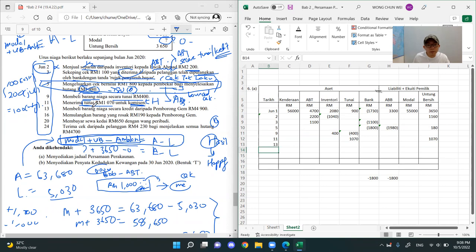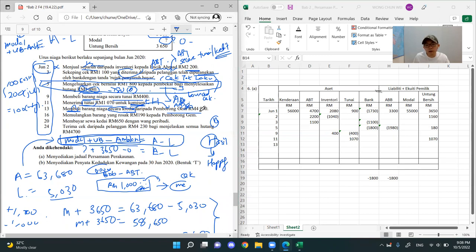Okay, membeli barang niaga secara kredit daripada pembekal. Okay, so ini very specific, they tell you secara kredit. So when secara kredit, meaning this pembekal ialah kamu punya account. By the way, this is beli. Therefore, it's account belum bayar. B for beli, bayar.